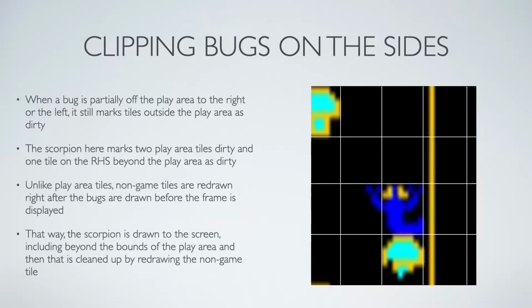One of the tricky things is that sometimes a bug like a scorpion or a spider is only partly visible on the right or left hand side of the play area. When this happens, we need to clip the bug so it doesn't end up drawing outside of the play area. What actually happens is that the bug does draw outside the play area.